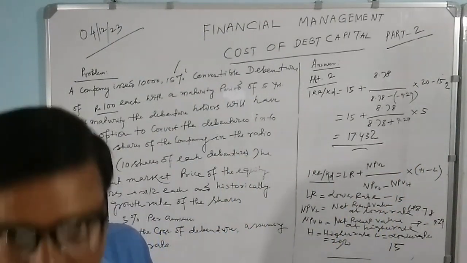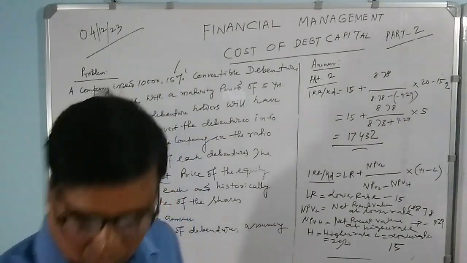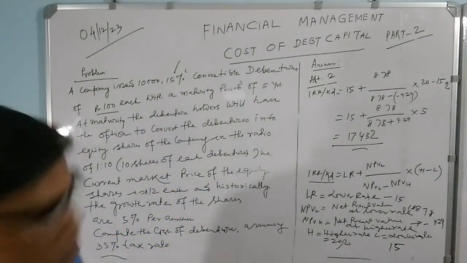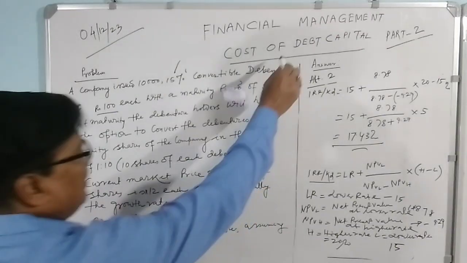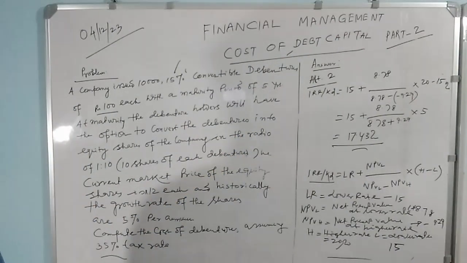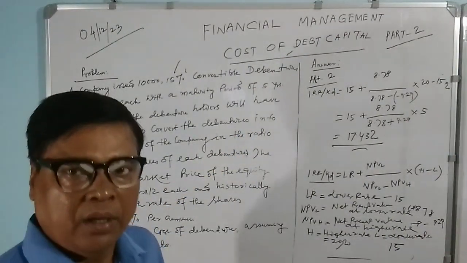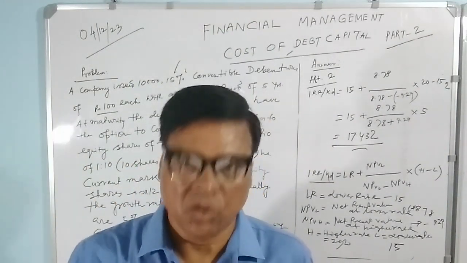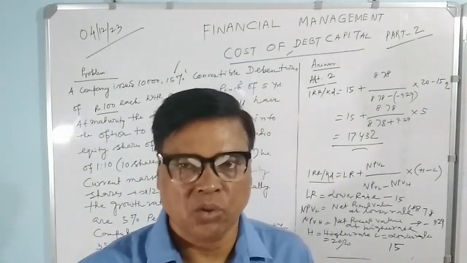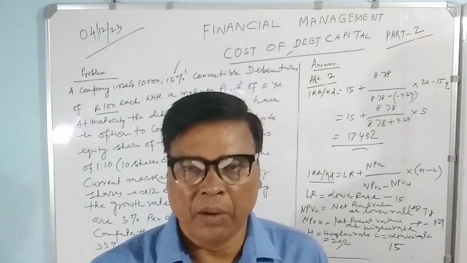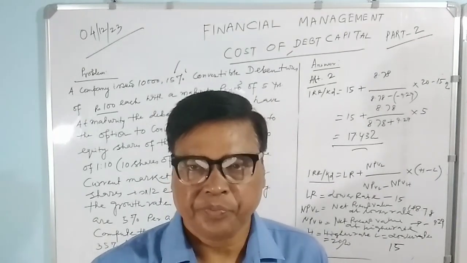That will be 17.43. So today we have discussed one of the important areas, that is cost of debt capital. This way we will continue with preference share cost and cost of equity capital. Our class lectures will follow.